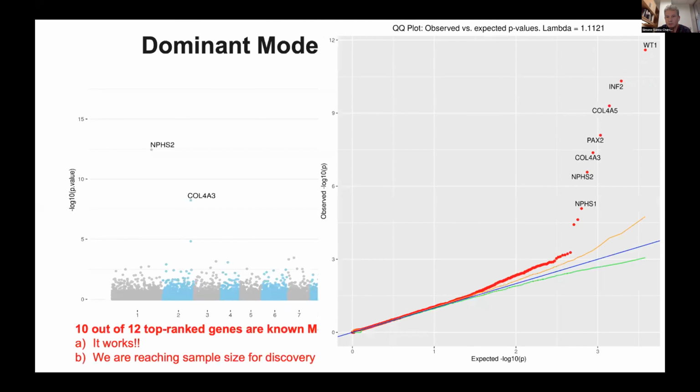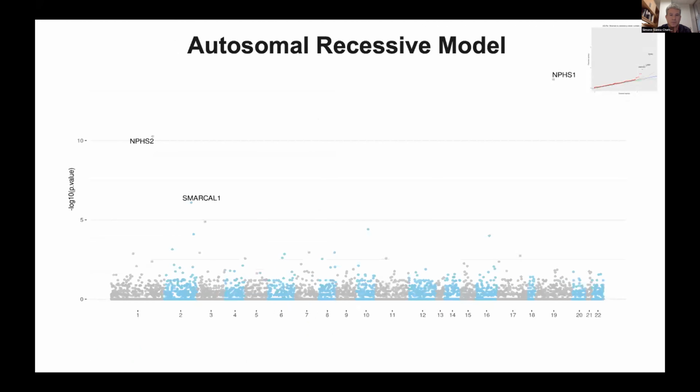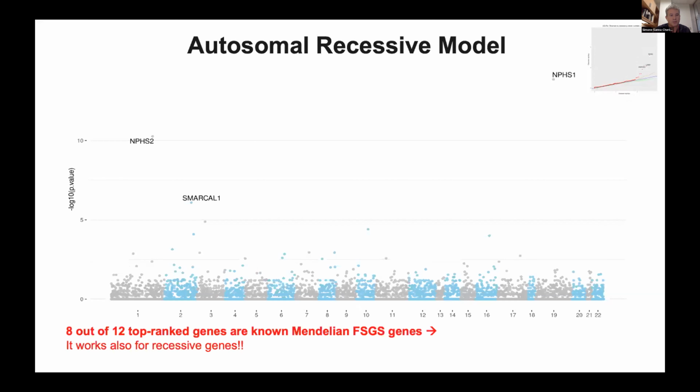And if you really want to zoom in, that's a QQ plot. You can see the magnitude of the lift from the null distribution is impressive. And interestingly enough, it works even for the recessive model, which traditionally has been based on homozygosity mapping and the use of very unique families with multiple individuals affected in a single generation. But here we can leverage recessive models in a case control fashion. And again, you can see that it works. It works also for recessive genes.